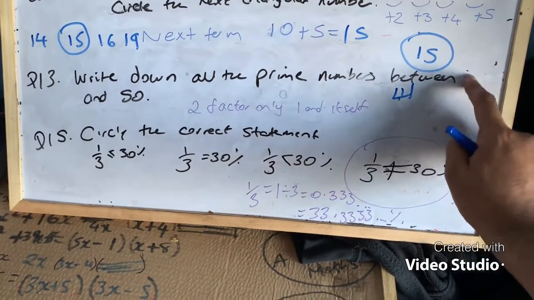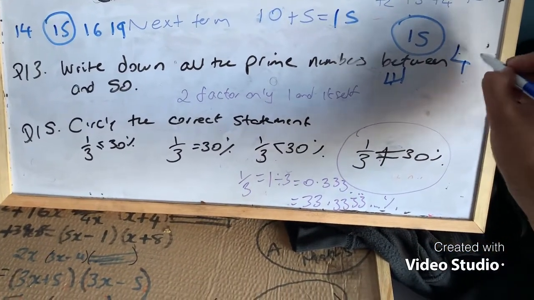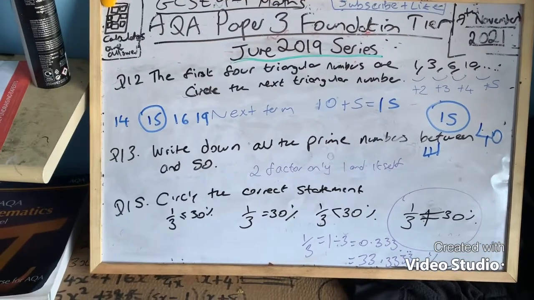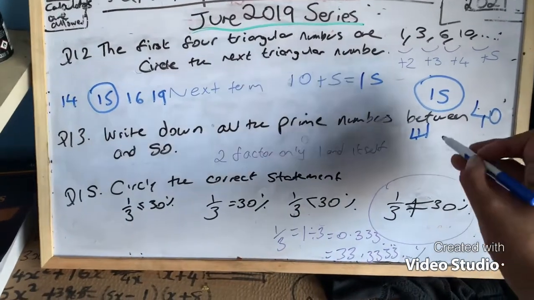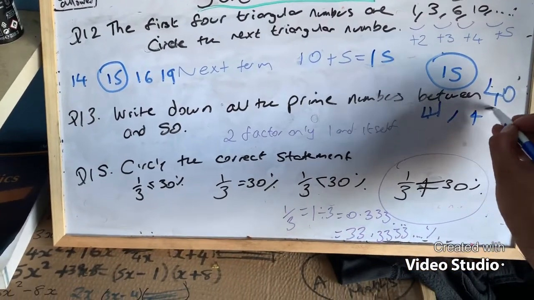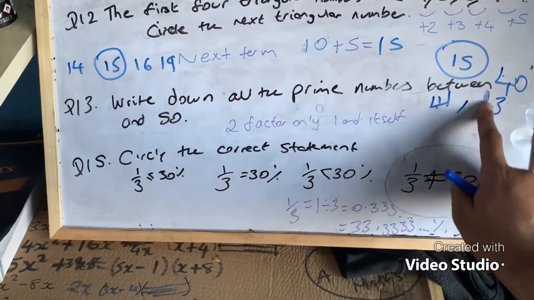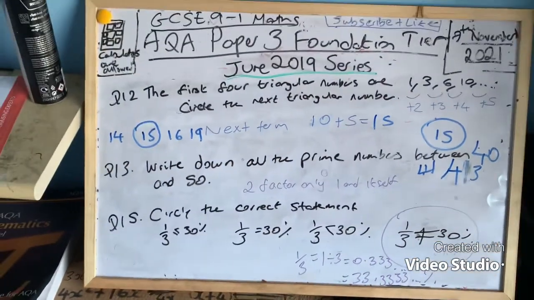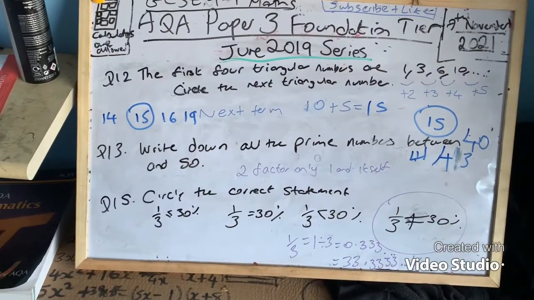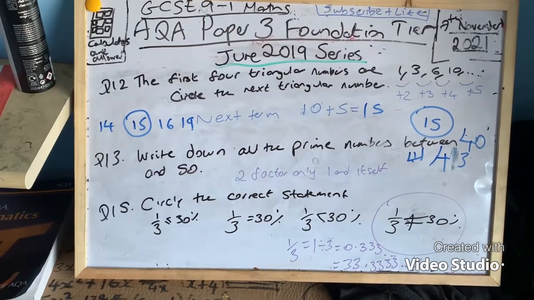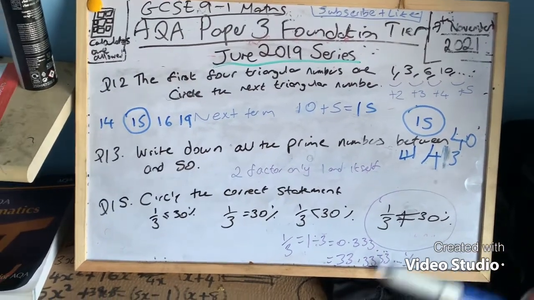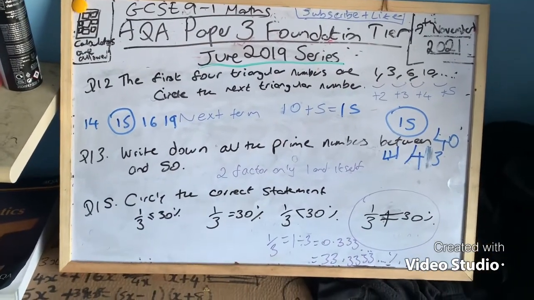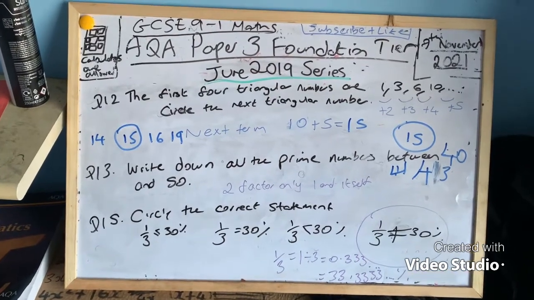Sorry, it should be like a 40 there, guys. Okay, 42 is not a prime number because it's even, so I can divide it by 2. 43 is prime. Oh, it should be a 4 there, guys. Sorry. Okay, 44 isn't prime because it's even, so I can divide it by 2. 45 is not prime because I can divide it by 5 and 9. 46 isn't prime because it's even, so I can halve it, divide by 2.